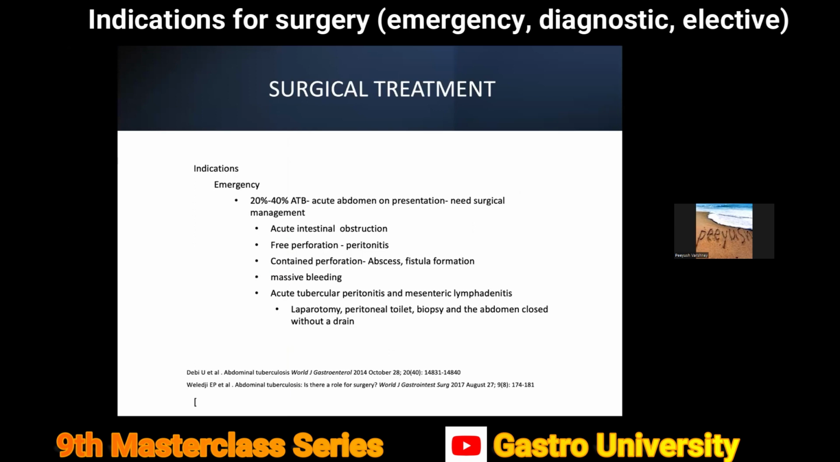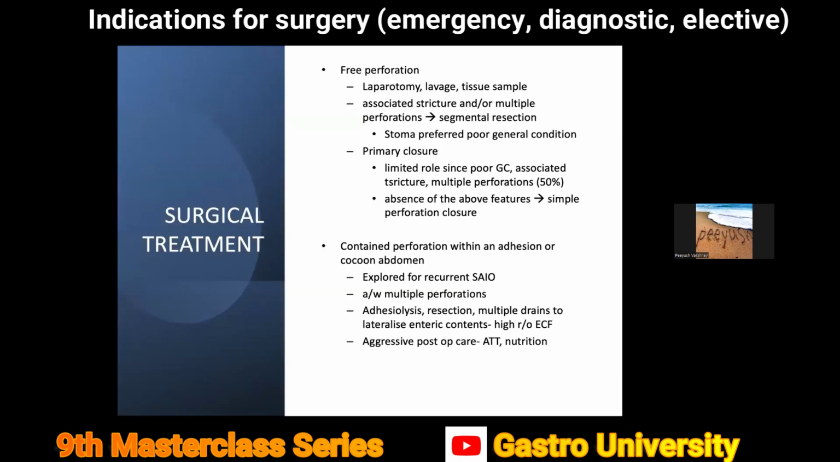As already covered, for acute abdominal perforation, emergency laparotomy is required in 20 to 40% of the cases. If there is a contained perforation like an abscess, fistula, or massive bleeding, or ruptured nodal peritonitis, laparotomy and toileting may be required. For free perforation, usually lavage and resection is performed, or if the perforation is small, a primary closure can be done, but it has a limited role in patients with poor general condition or with multiple perforations.